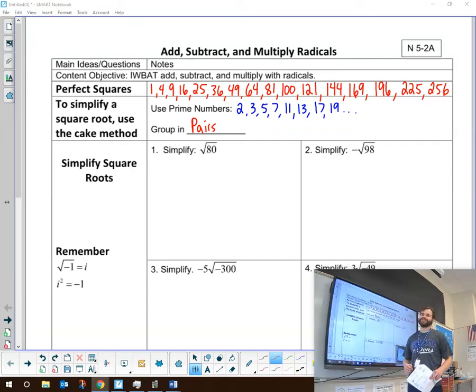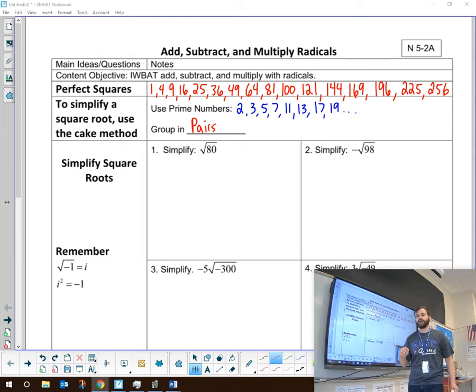Hey guys, today we are continuing our work in Unit 5, and we're talking about adding, subtracting, and multiplying radicals. Now, a radical just means a square root, a number inside a square root that we can't really simplify very well. Today we are just talking about actually simplifying and multiplying the radicals.